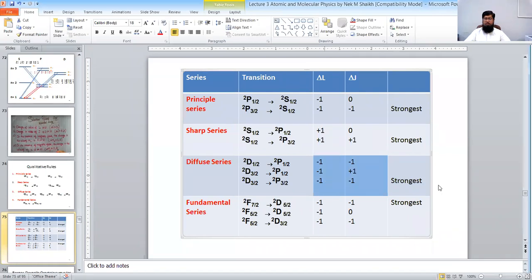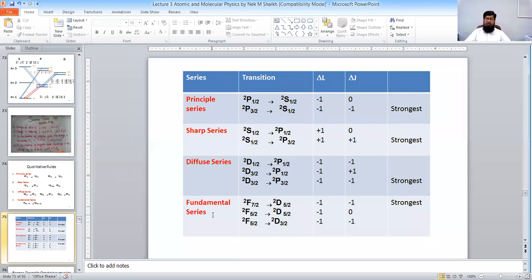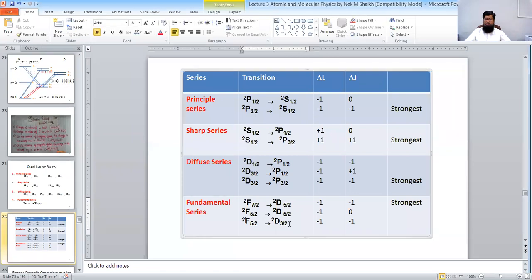Clear? In the same way, if we come to the fundamental series, it is the same there too: for 5/2 and 7/2, delta L and delta J change in the same way. This is -1, -1, -1. Clear? Because this is 7/2, this is 5/2. So 7/2 is the higher value, therefore the intensity of that transition line is stronger as compared to 2f 5/2. So this is the way to calculate the intensity.